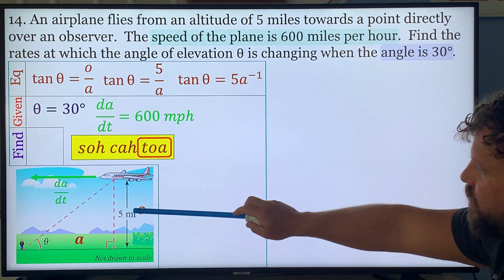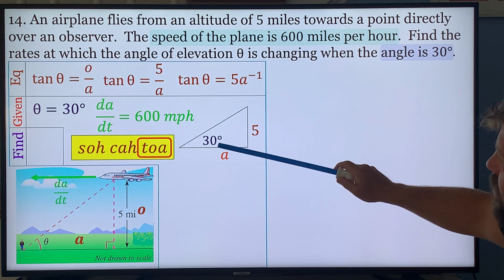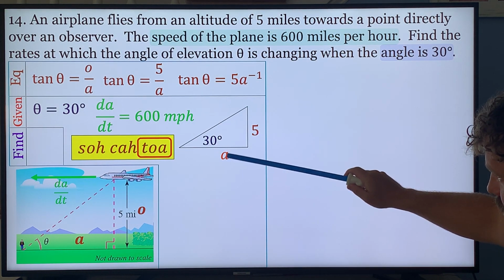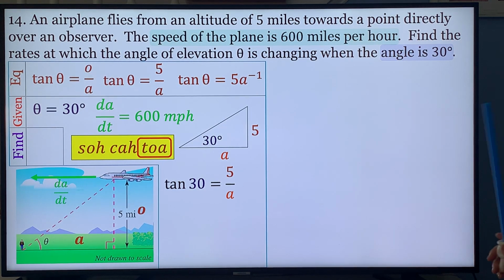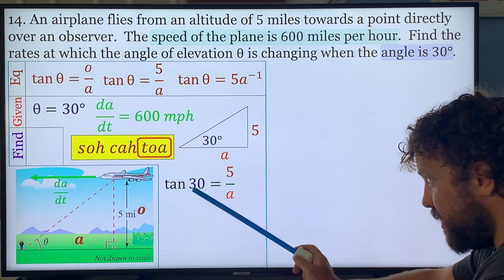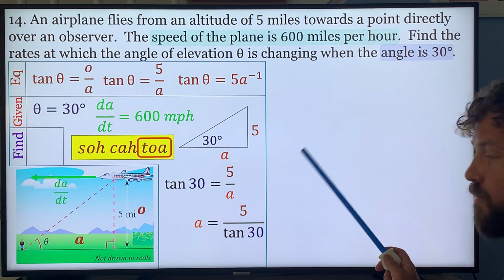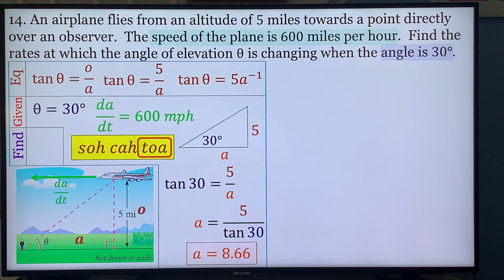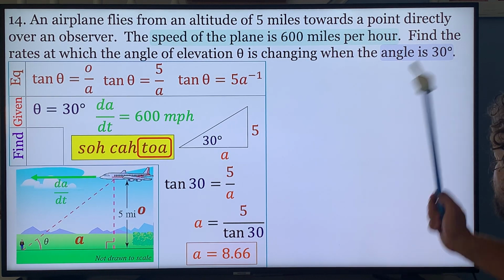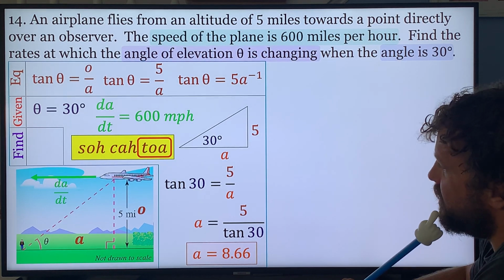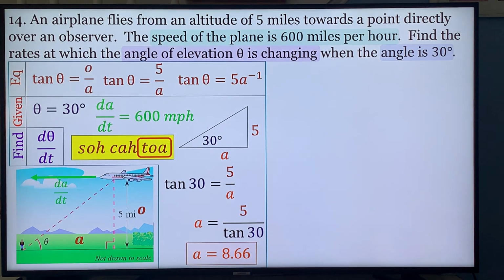All right, we need to find A. So we can find A when this is 30. We're just going to plug the 30 into our tangent equation. Right? Opposite, adjacent. So tan 30 equals 5 over A. The way you solve this is you multiply both sides by A and divide both sides by tan 30. So A equals, kind of like a cross multiplication, 5 divided by tan 30 in radians. And your A is 8.66. What are we looking for? Find the rate at which the angle of elevation is changing. That's d theta dt. And now we're ready to go.